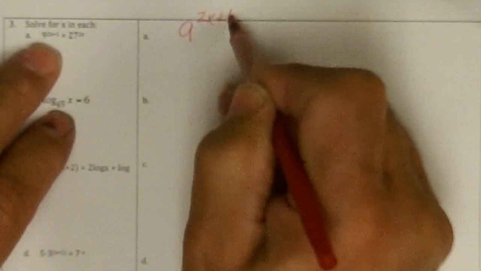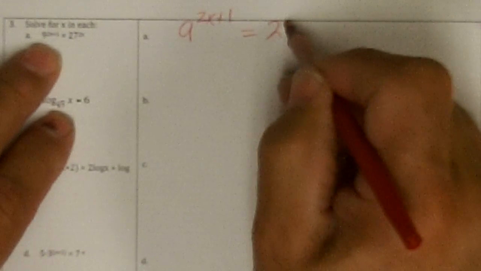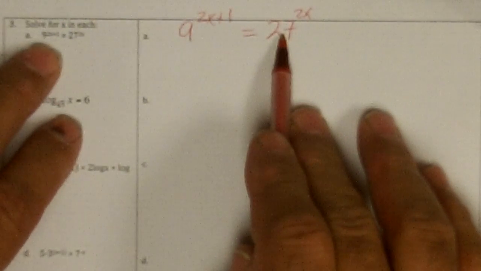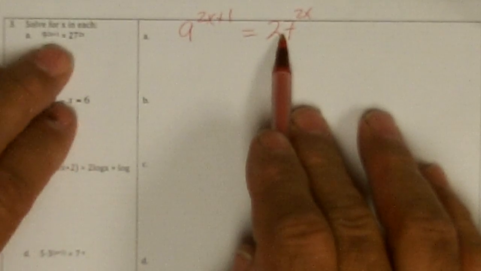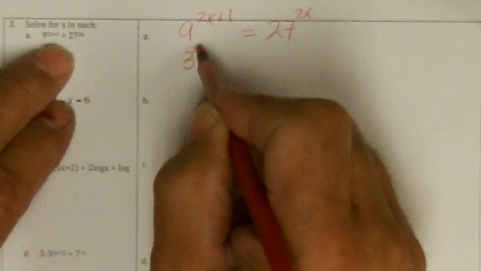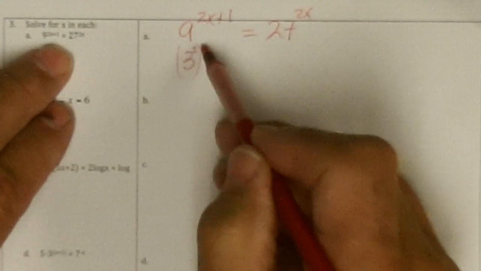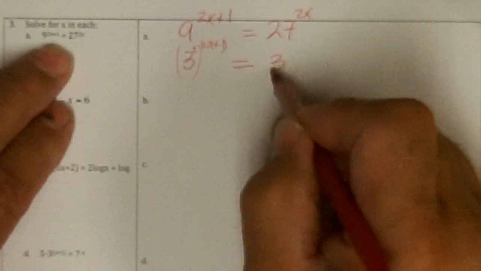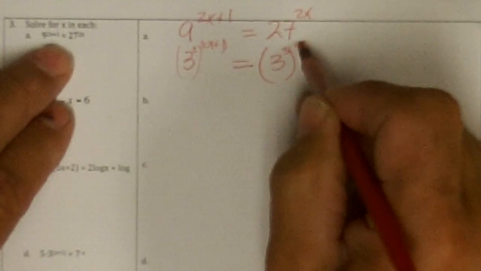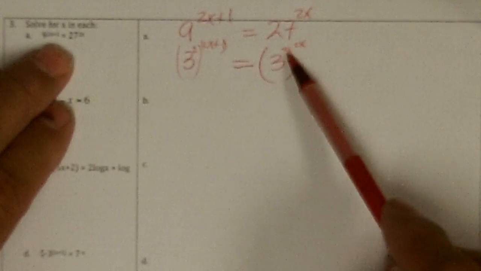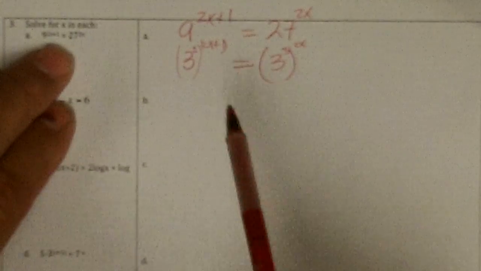Well, 9 to the 2x plus 1 equals 27 to the 2x. 9 and 27 both are powers of 3, which makes this easy to solve exactly. This becomes 3 to the second to the 2x plus 1 equals 3 to the third to the 2x. And so when I've got a power to a power, I can multiply the powers, and they have the same base, so the powers have to be equal.